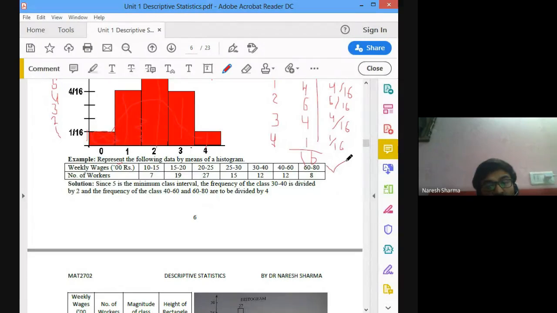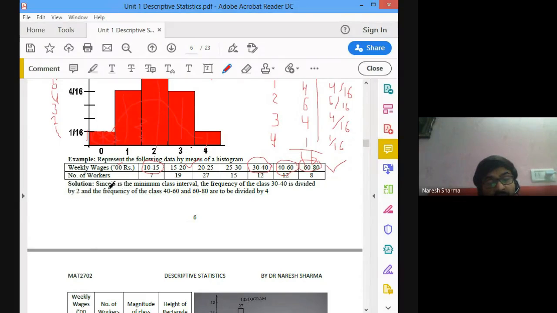So first thing, before drawing the graph, you need to check the minimum class interval here. If you see, the class size is 5, the second is also 5, but if you go here, 30 to 40, the class size is 10, here it is 20, here it is 30. The class size should be the same in all of these, right? Because in a histogram, each bar represents the area covered. So we choose the minimum class interval, which is 5 here.